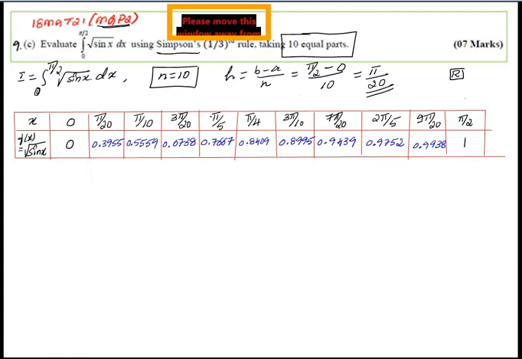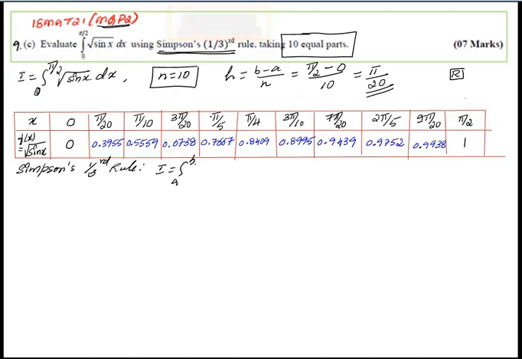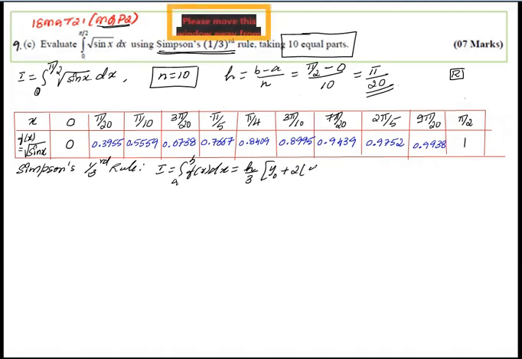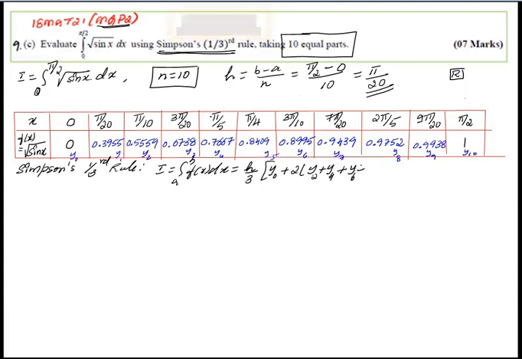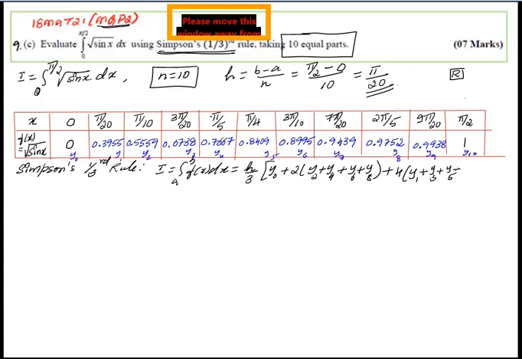Okay, next, by using Simpson's 1/3 rule, you should write the Simpson's 1/3 rule formula, that is I is equal to integral a to b f of x dx, which can be written as h by 3 [y0 plus 2 times (y2 plus y4 plus y6 plus y8) plus 4 times the remaining odd yi's, that is y1, y3, y5, y7 and y9, plus the last term, that is y10]. We have y0 to y10, so up to y10 you should write.